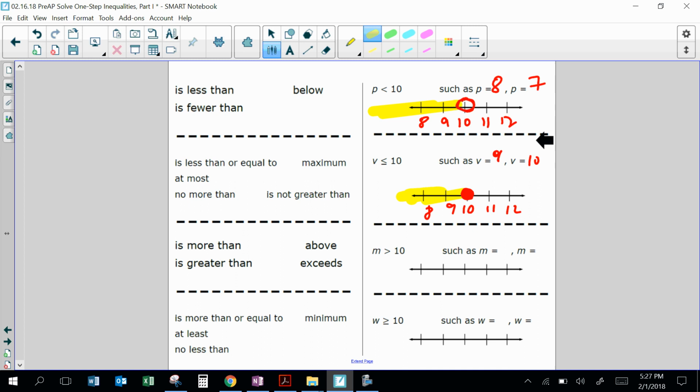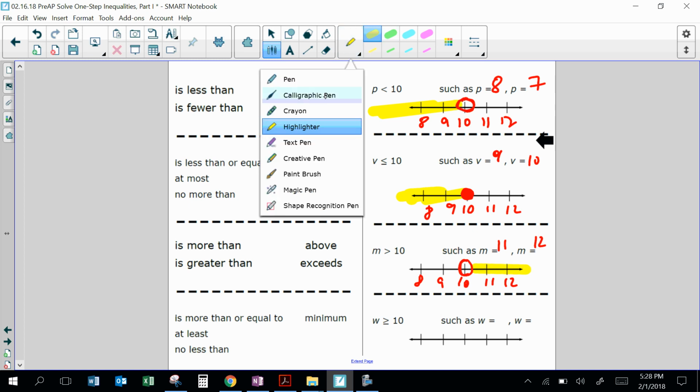M is more than 10. So let me write 10 here, 11, 12, 9, 8. So M has to be more than 10, has to be greater than 10, bigger than 10. So it could be like 11 and 12. Can it be 10? No, it has to be more than 10. So it's an open dot, because if I color it in, close it up, you're saying that 10 could be the answer. We have to highlight numbers that are more than 10, 11 and 12.